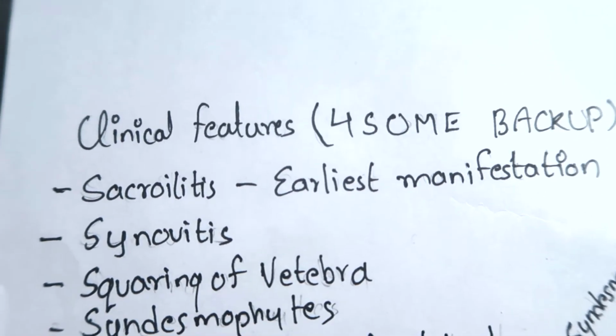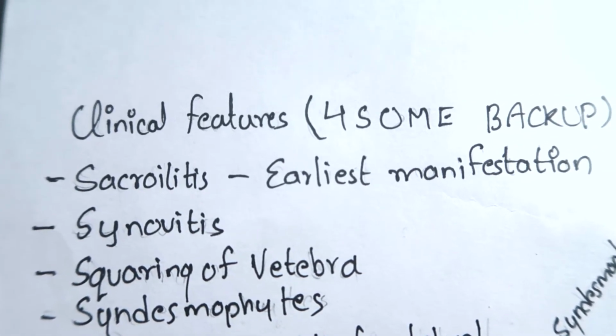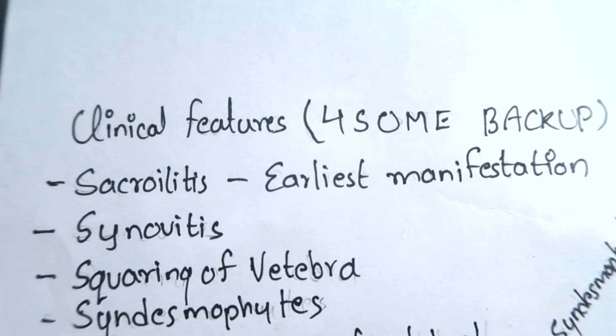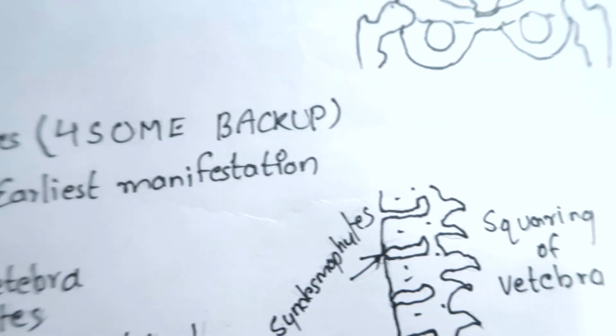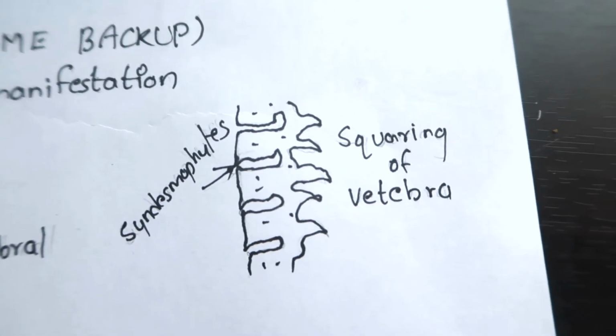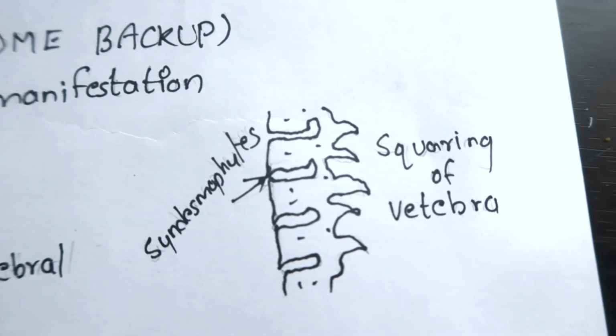Sacroiliitis. It is often the earliest manifestation of ankylosing spondylitis. We have synovitis, squaring of vertebra, and syndesmophytes. Squaring of the vertebra is basically due to erosion and sclerosis of the anterior corners, and syndesmophytes are the areas of calcification around the annulus of the vertebra.